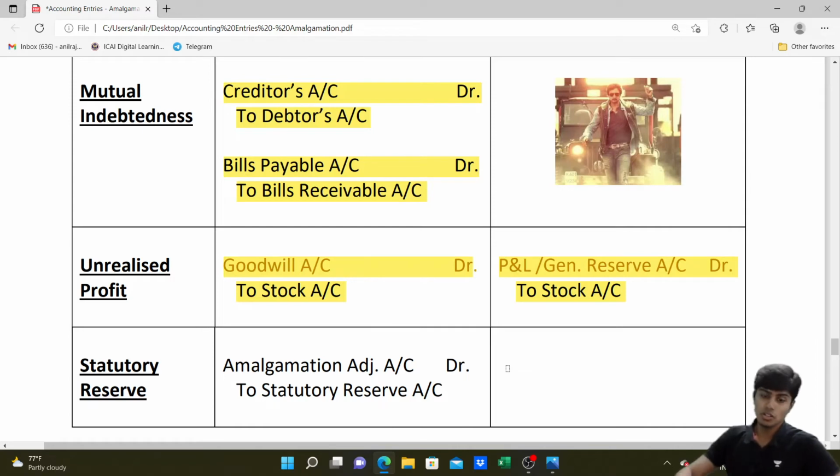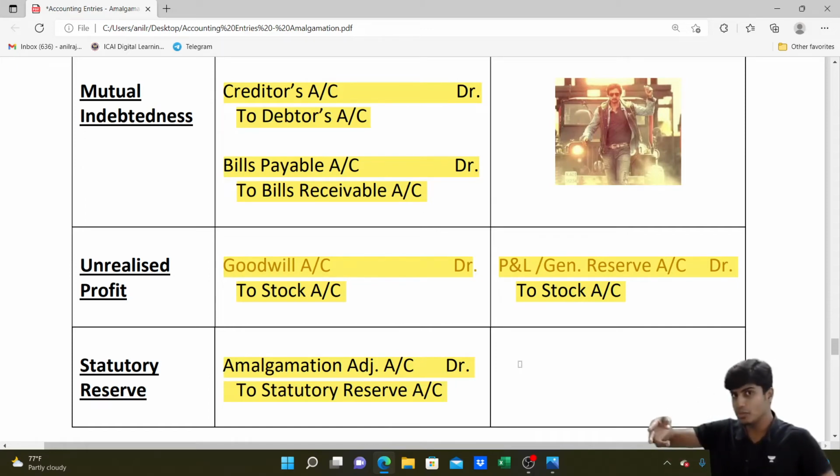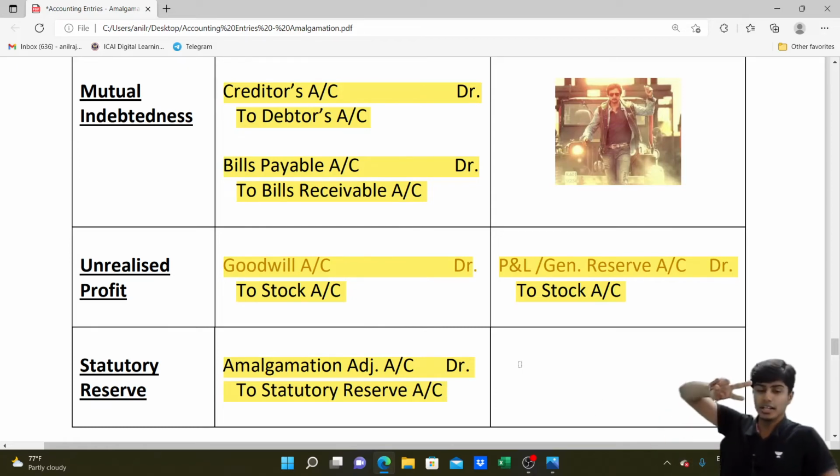So it's a reserve, so I would have to credit it. So I'll credit statutory reserve account. Debit will be given to amalgamation adjustment. So I'll write amalgamation adjustment account debit to statutory reserve account. At the end of that 3 more years, when it is no longer required to maintain this statutory reserve, what will I do? I'll reverse this entry. Right now I've written amalgamation adjustment to statutory reserve. Then I'll write statutory reserve to amalgamation adjustment and then close this.